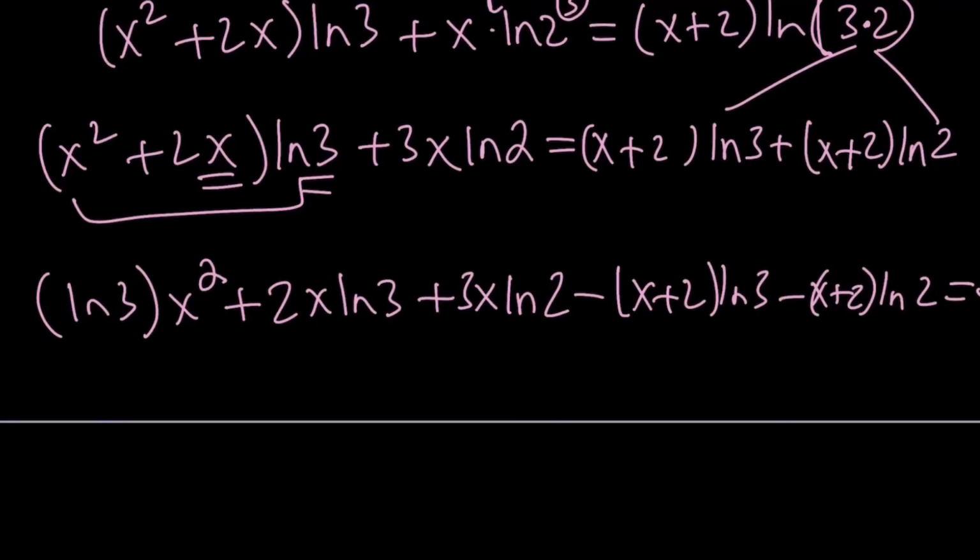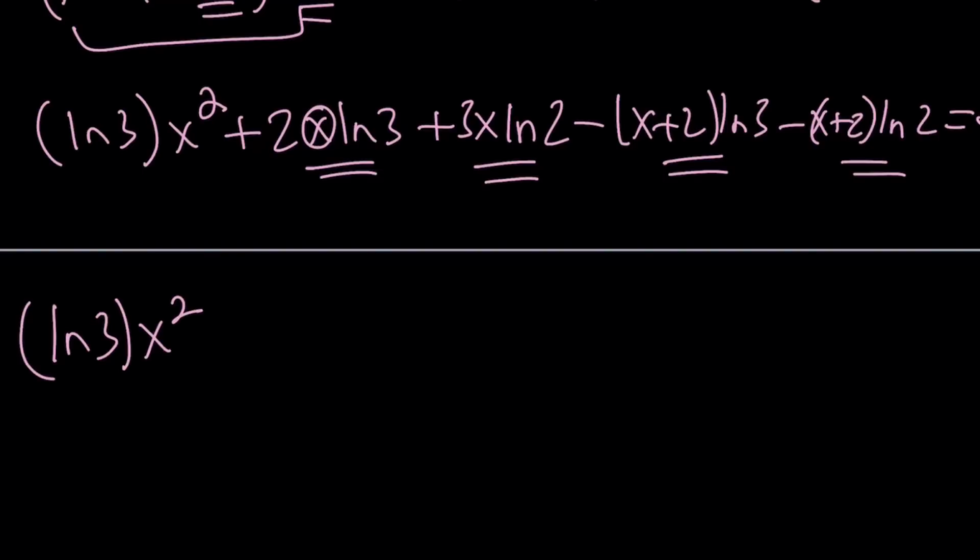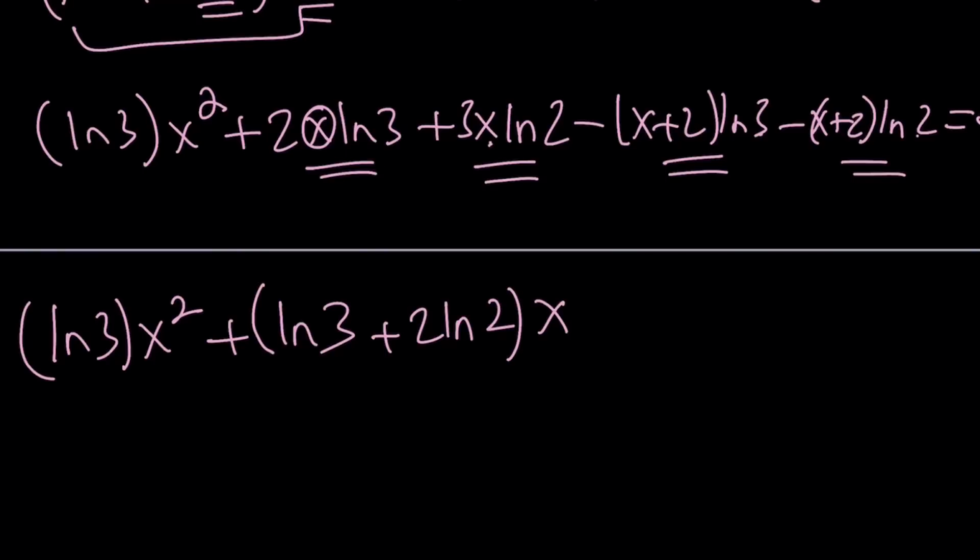Okay, so let's see what we get from here. I have 2x ln 3 minus x ln 3 minus x ln 2 and 3x ln 2 minus x ln 2. So here's what we're going to get: ln 3 multiplied by x squared. Let's look at the coefficient of x. We got 2 ln 3 minus ln 3, so that's going to be ln 3. Makes sense? And then we're going to have 3x ln 2 minus x ln 2. That is going to be 2x ln 2, so 2 ln 2. And both of these are going to be the coefficient of x. So we're taking care of x basically. Now we're going to look at the constants. The constants are going to come from here.